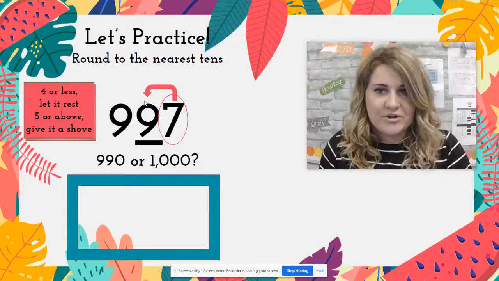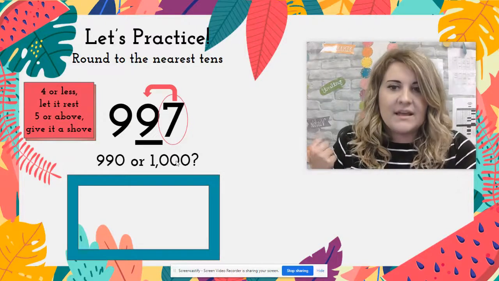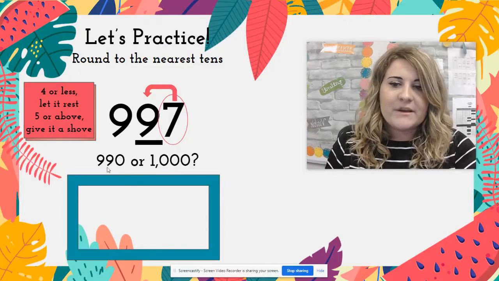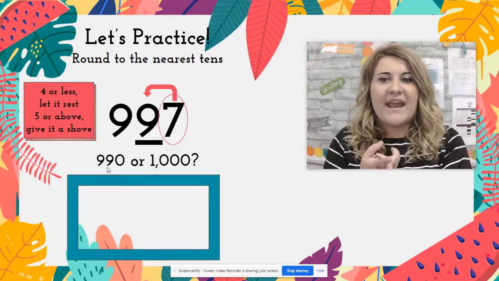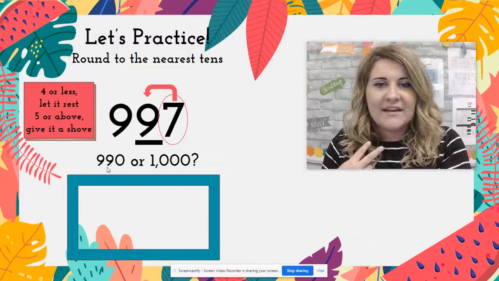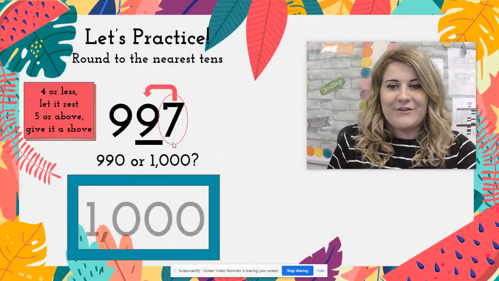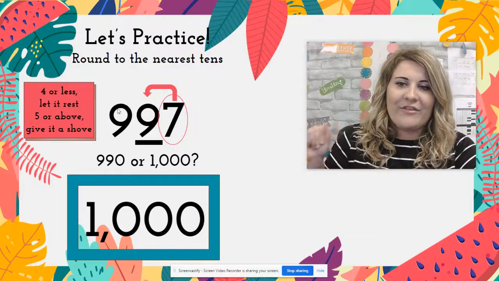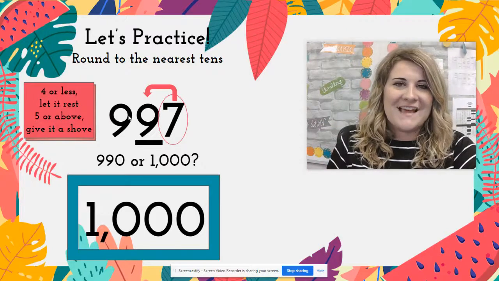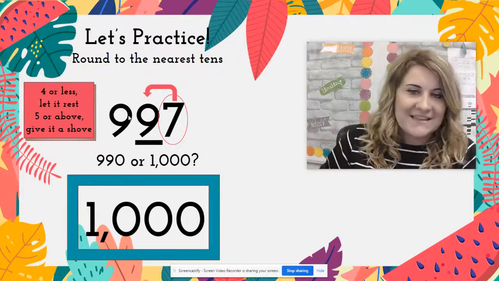the next 100. Well, the next 100 after 900 is 1,000. That's because when you're counting by tens, guys, let's say we're counting by tens. We've got 980, 990. After that, the next 10 is 1,000. So this number is actually going to round up to 1,000. This is one of those special cases where the hundreds place is going to change when you're rounding to the tens. Most of the time, your hundreds, your thousands place is going to stay the same.